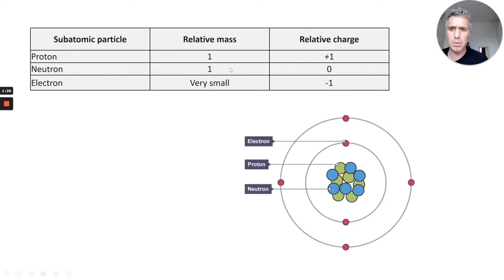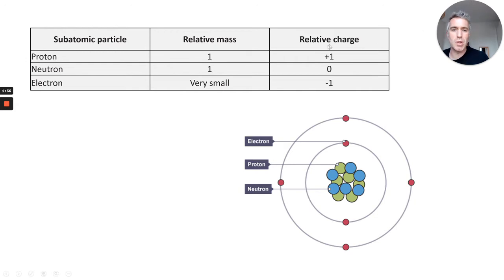And filling in the table, you should have noticed, hopefully, that the neutron has the same relative mass as the proton, whereas the electron has very small. Some things say almost 0, other things say about 1/2000th. Basically, a proton is 2,000 times larger and heavier than an electron, so it's so small. If you have 2,000 electrons, it's only the same as 1 proton. So they're so small, we can almost ignore their mass.